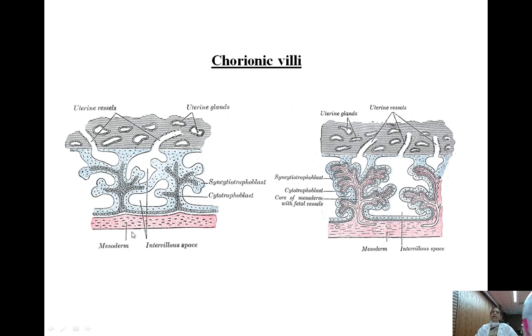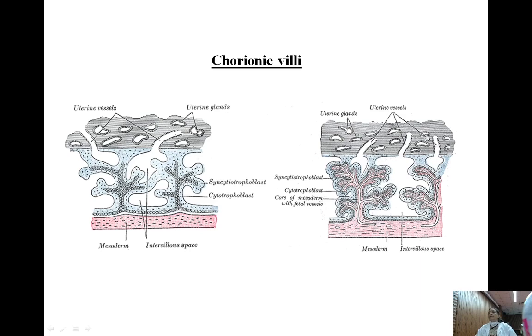So primary villi appear at the beginning of the third week, the secondary villi appear in the middle of the third week, and the tertiary villi, that is when the blood vessels enter, appear in the later part of the third week. Okay, so during the third week, all these chorionic villi or placental villi are formed. That is the fetal part of the placenta, whereas the decidua will form the maternal part of the placenta.